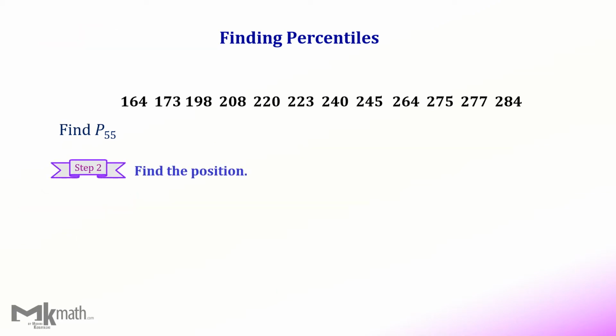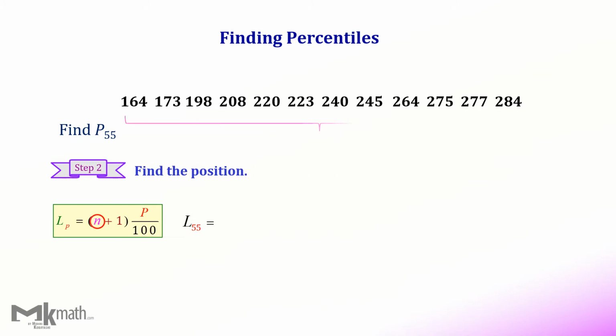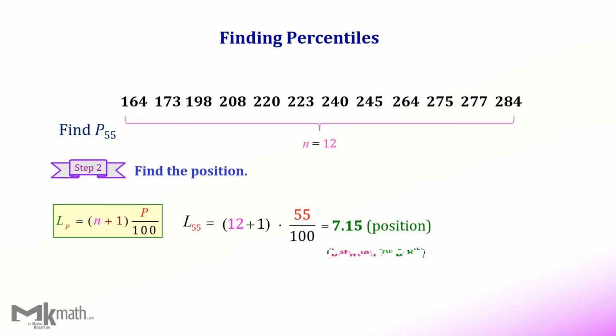Step 2. Find the position. We use the position formula shown to find the location of the 55th percentile. Since the number of the observations in this case is 12, substitute 12 for n and substitute 55 on the numerator. Now we found the position as 7.15, which is between 7th and 8th, closer to 7th.